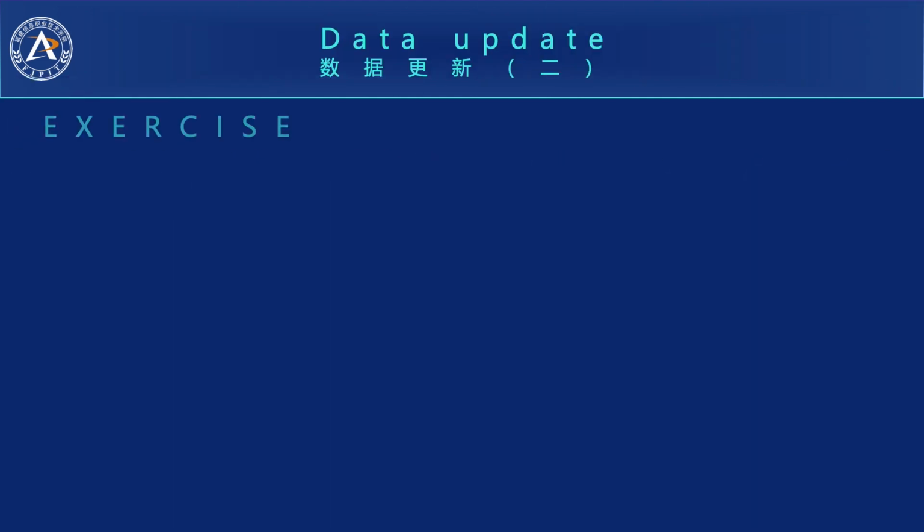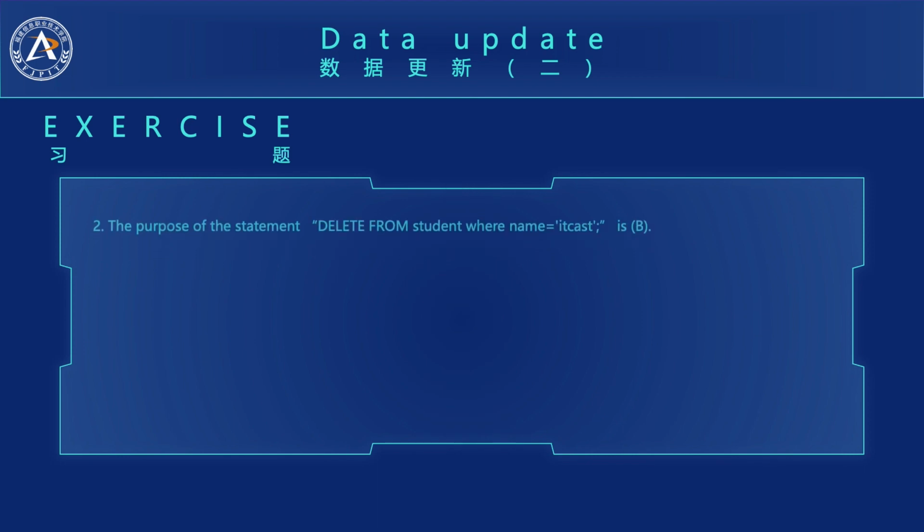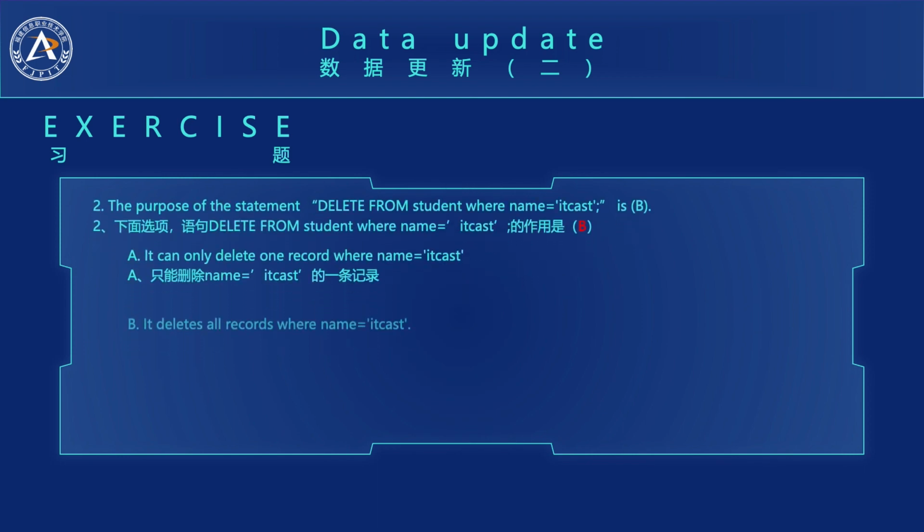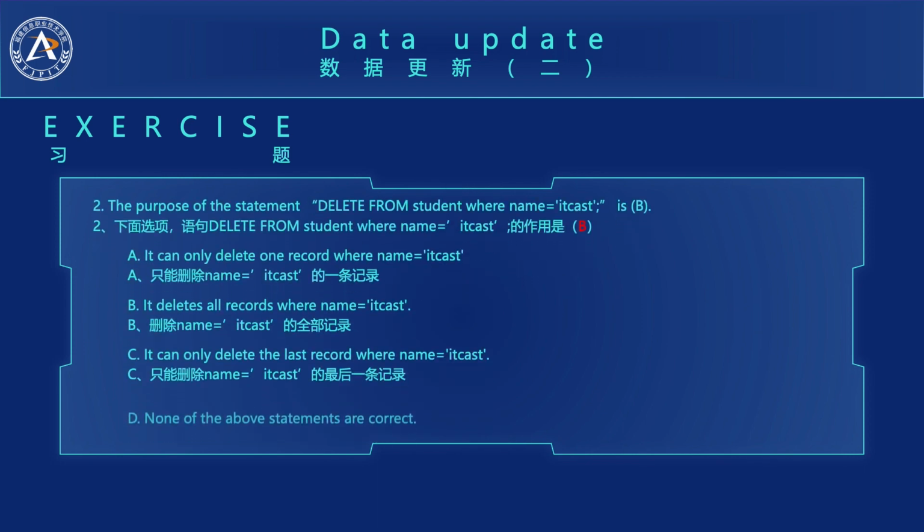Second, the purpose of the statement delete from student where name equals ITCAST is B. A. It can only delete one record where name equals ITCAST. B. It deletes all records where name equals ITCAST. C. It can only delete the last record where name equals ITCAST. D. None of the above statements are correct.